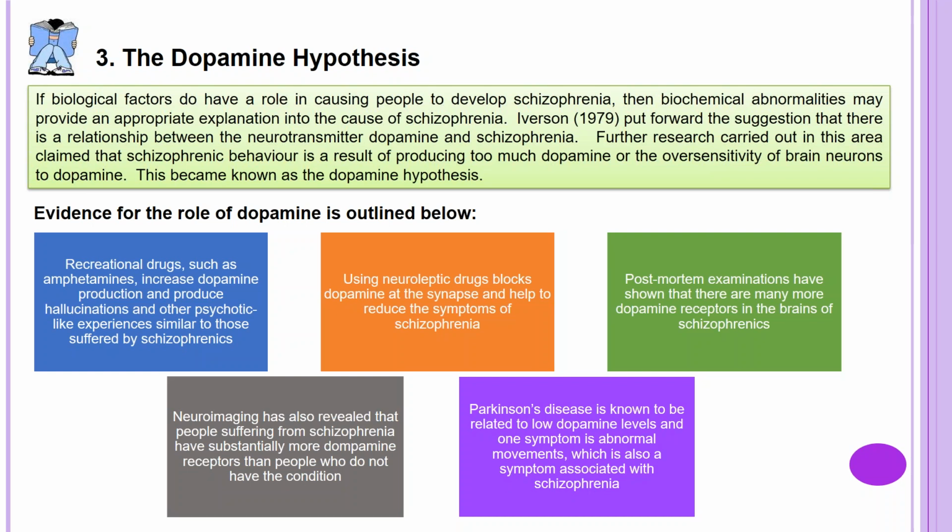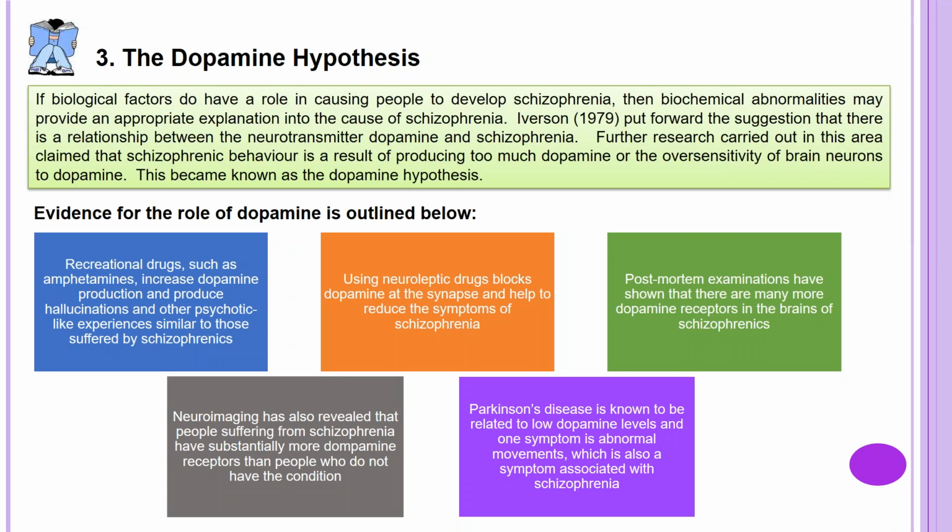And as you can see from the screen, evidence for the role of dopamine is outlined below. Recreational drugs such as amphetamines increase dopamine production and produce hallucinations and other psychotic-like experiences, similar to those suffered by schizophrenics. Also, using neuroleptic drugs blocks dopamine at the synapse and helps to reduce the symptoms of schizophrenia. Post-mortem examinations have shown that there are many more dopamine receptors in the brains of schizophrenics. Neuroimaging has also revealed that people suffering from schizophrenia have substantially more dopamine receptors than people who do not have the condition.